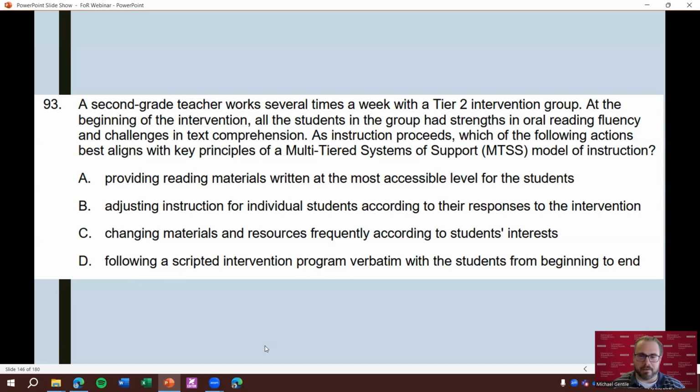The only thing that's going to throw you off and make you say, hey, that's not D, is this word verbatim here. Because again, verbatim means that you're not paying attention to the students at all and you're just reading and plowing forward. So this is a plausible answer if verbatim wasn't here, but that's kind of telling you it's not. So it's got to be B.